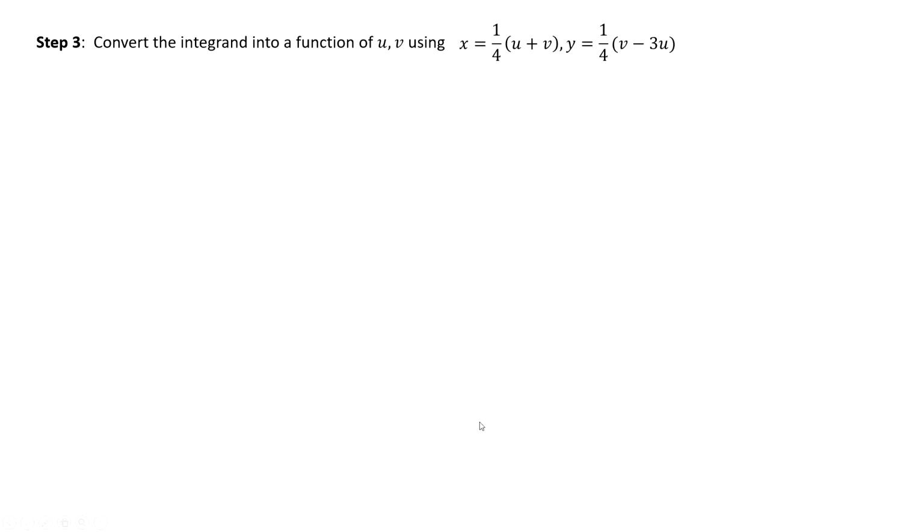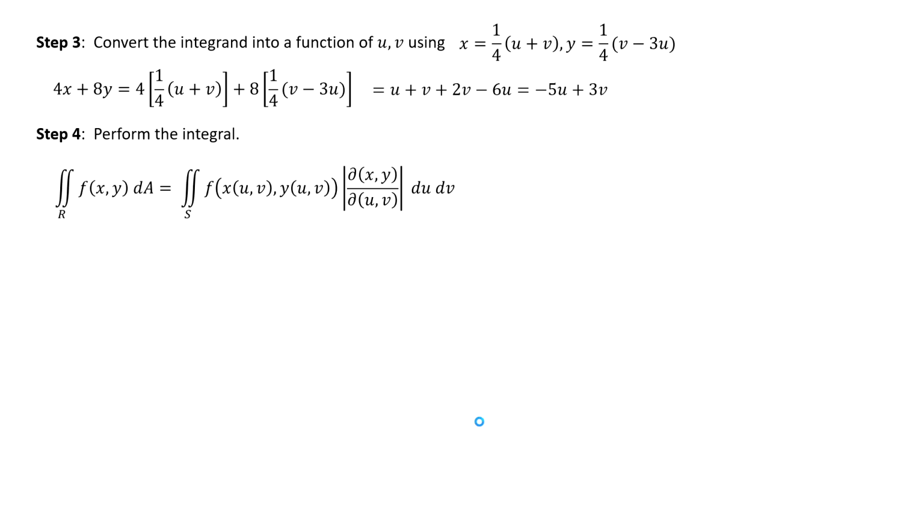Okay. All right. So I'll try to be careful about that. So 4x plus 8y, that integrand transformed to negative 5u plus 3v. So that part is this, f of x comma y is this. Absolute value of the determinant, du dv.